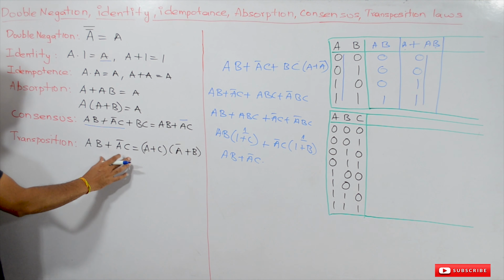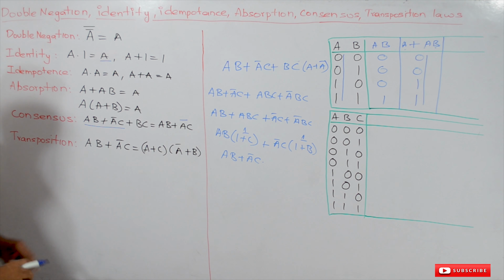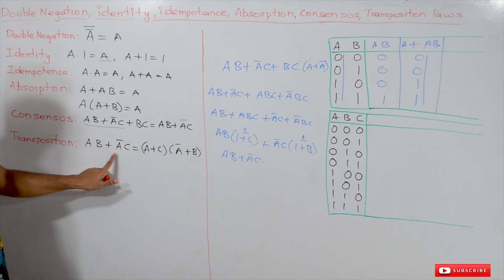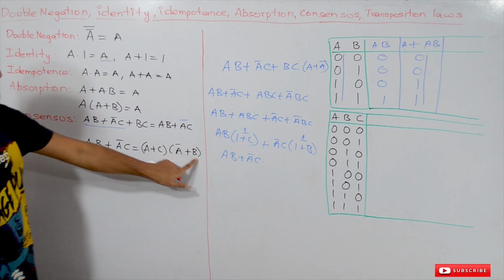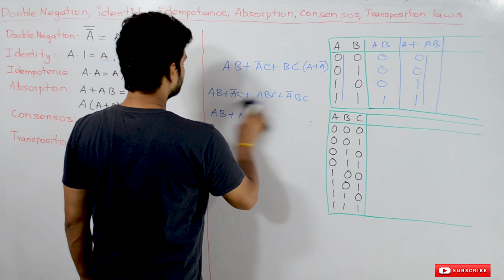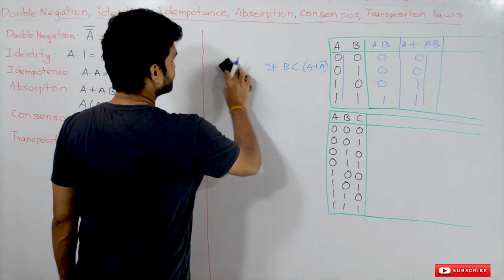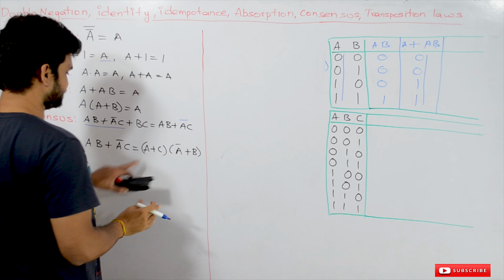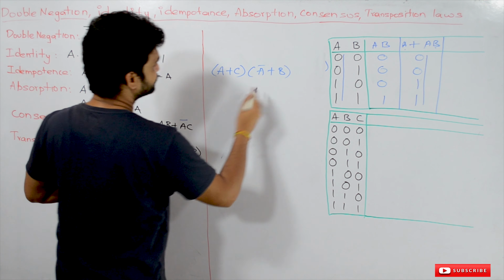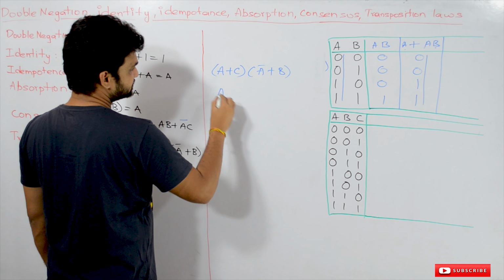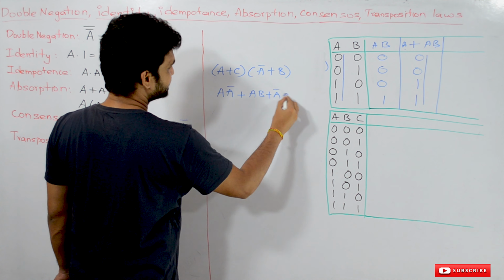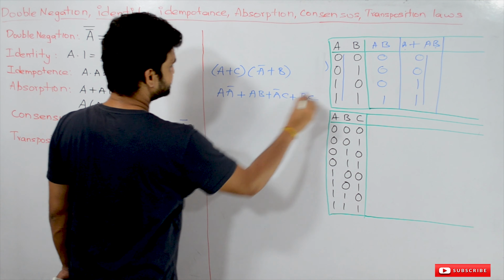Now coming to this, it is what we call the transposition theorem. What this transposition theorem says is AB plus A bar C is equal to A plus C dot A bar plus B. We will take the right hand side first and try to evaluate it to AB plus A bar C. The right hand side is A plus C into A bar plus B. Expanding this algebraic expression, it is A A bar plus AB plus A bar C plus BC.